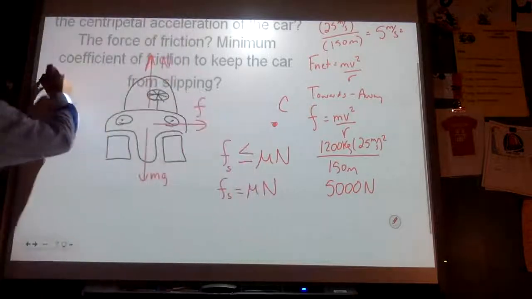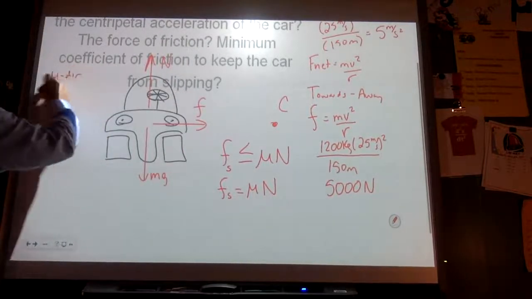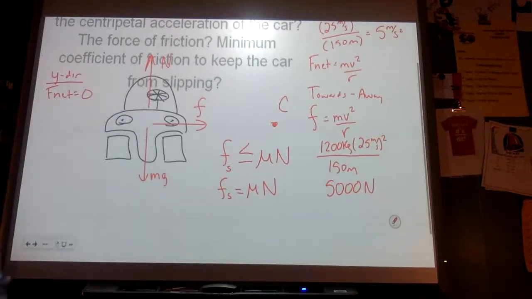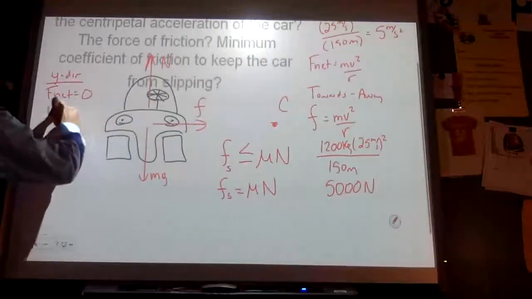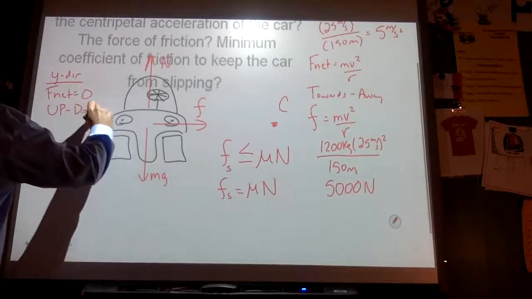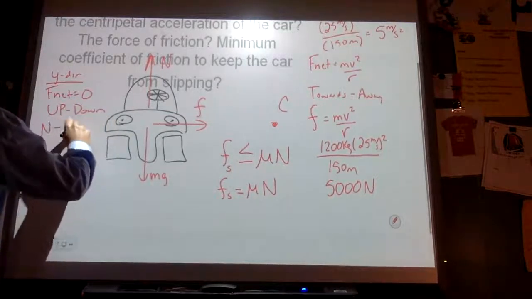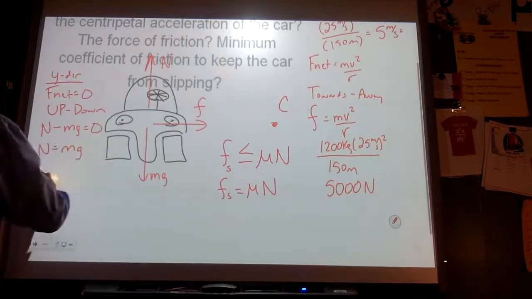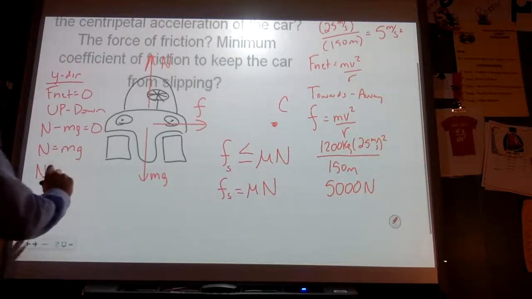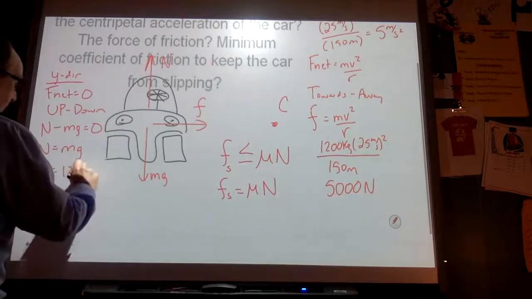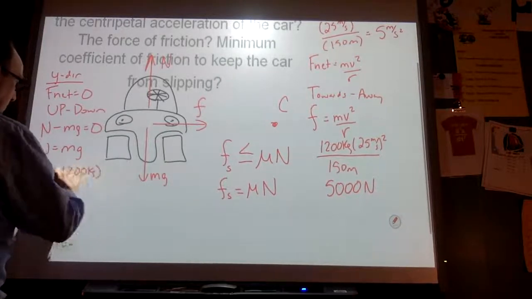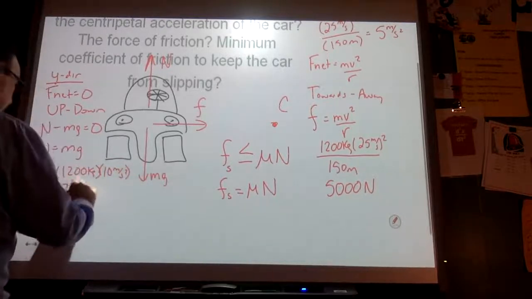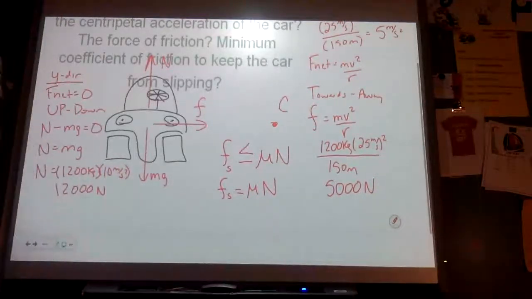So I need N. Well, in the Y direction, it's essentially at rest. It's not moving. So F net equals 0. I'm going to take up minus down. So this is going to be N minus mg is 0. So N is going to be equal to mg. So N is going to be equal to 1,200 times 10, which is 12,000.